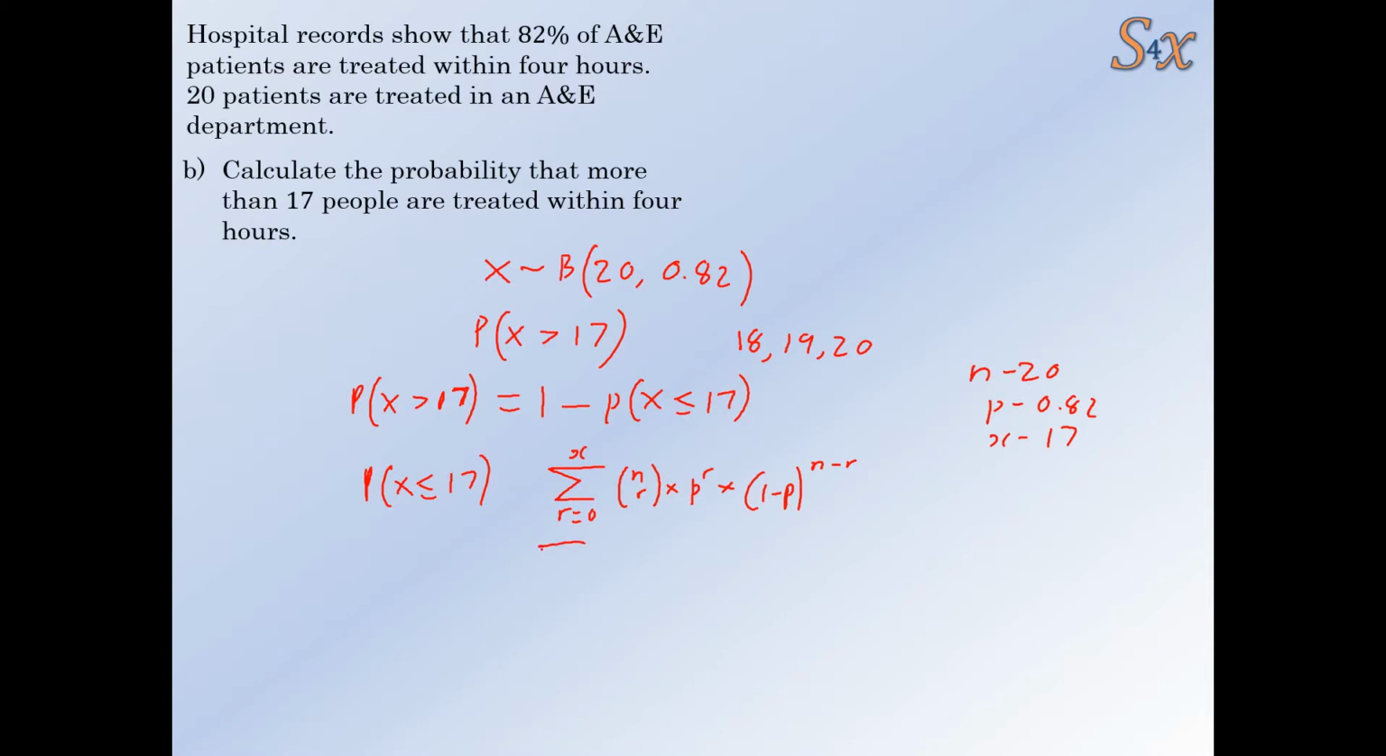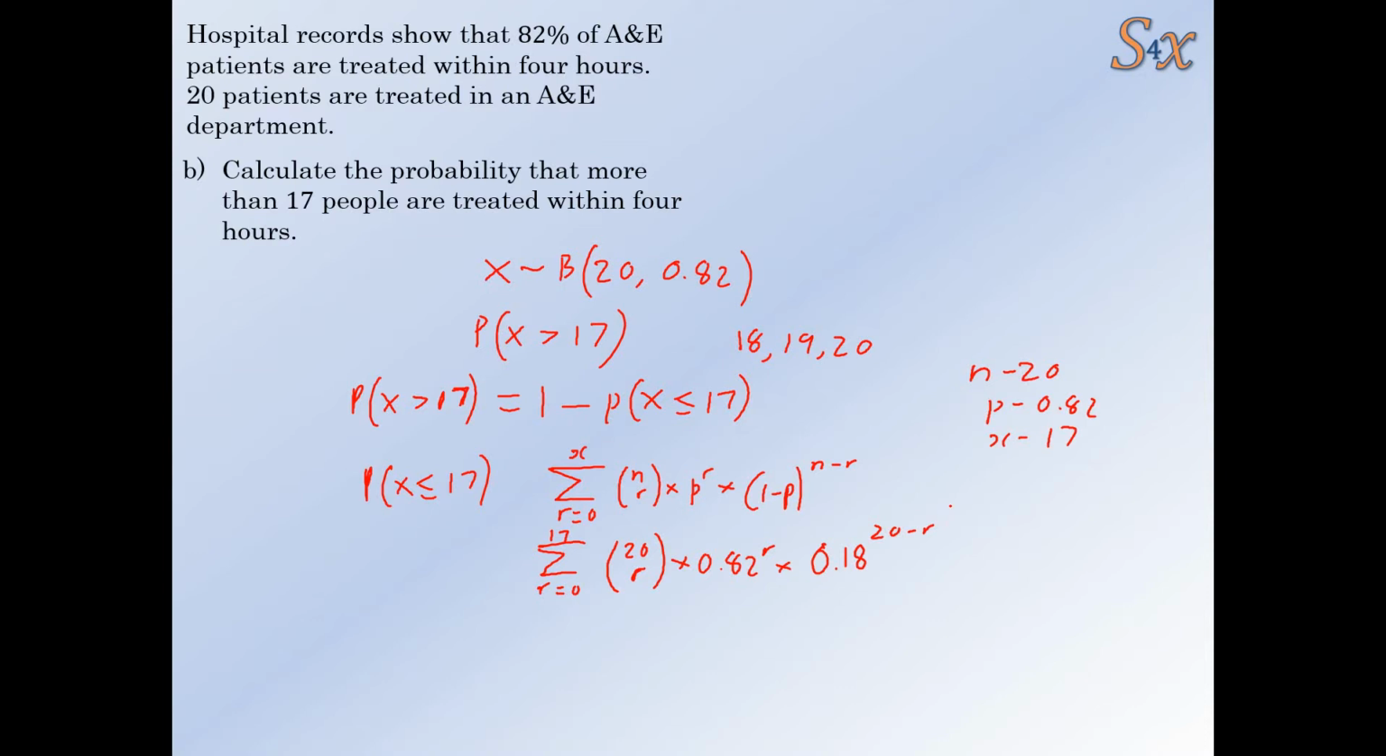So we type all that in. Let's write that out. We've got r is 0 to 17. Then we've got n, which is 20, r. That doesn't need filling in, because confusingly again, the r is the x in the calculator that we type in to do the summation. Then 0.82 to the r, times 0.18, which is 1 minus p, to the 20 minus r.